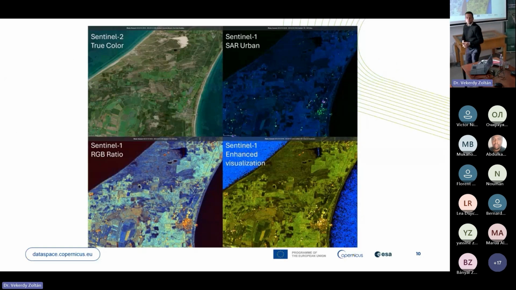Okay, and the different visualizations we like to apply in Copernicus Browser are RGB ratio.